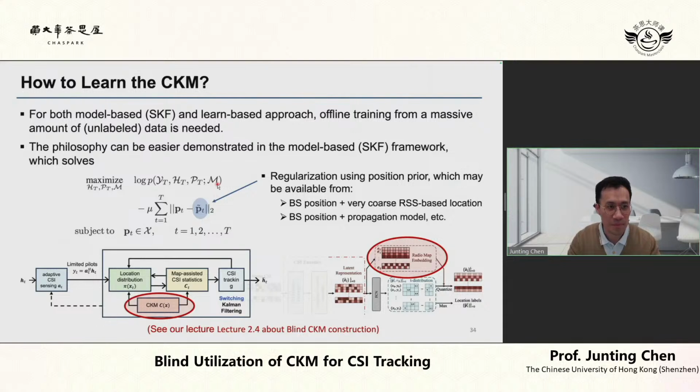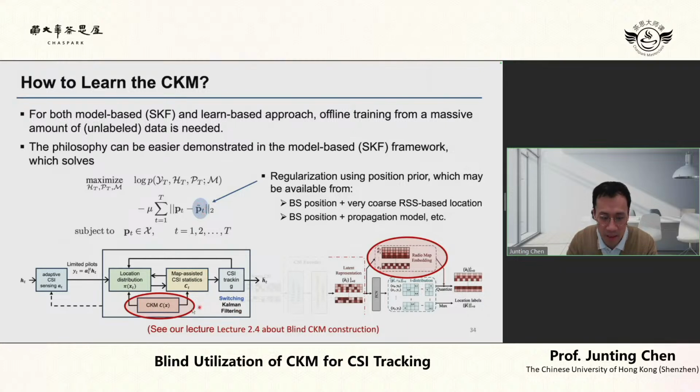Okay, so finally, can we still learn the CKM in this complicated scenario where we need to simultaneously track the CSI and recover the position? Now, it turns out that we can, but we need to use some offline training from a massive amount of data. And then we also probably need to use some position prior to guide the model.